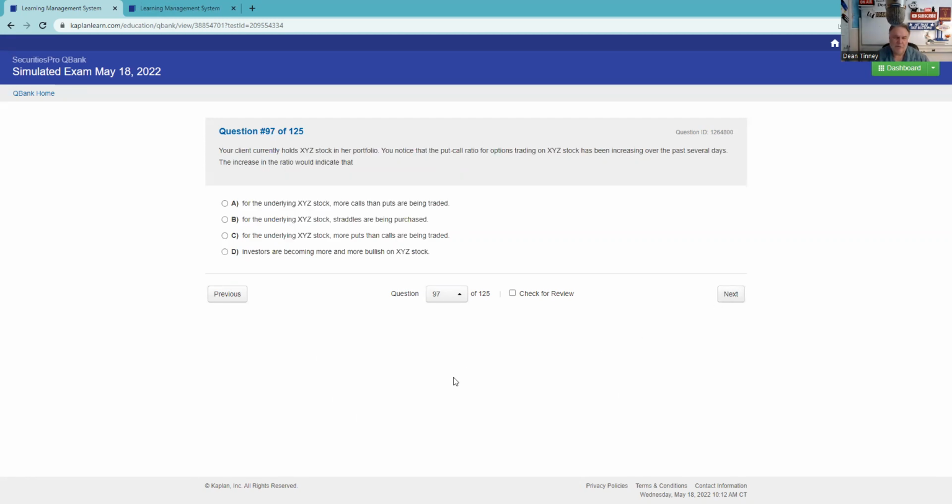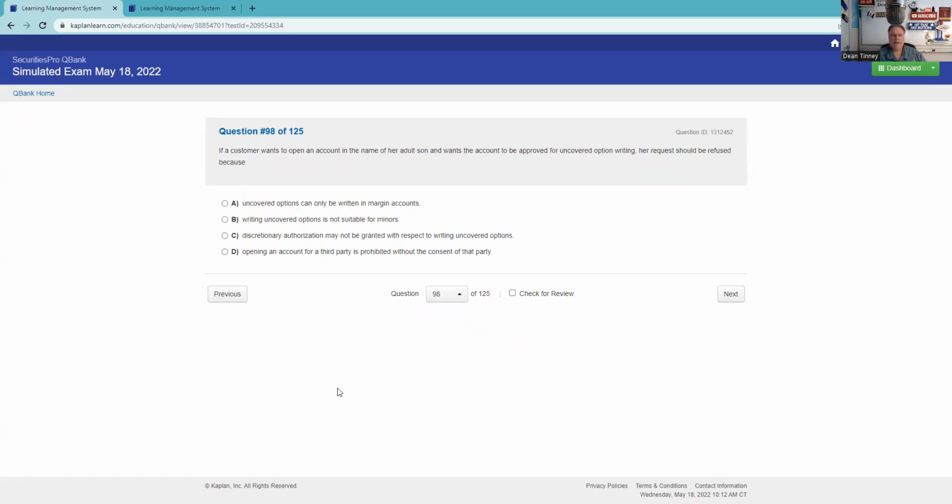Your client currently holds XYZ stock in her portfolio. You notice the put call ratio for options trading on XYZ has been increasing over the past several days. The increase in the ratio would indicate, so people track that. And, you know, if more people are willing to pay higher premiums for puts than calls, that means people think the market's going down, more for calls than puts, market's going up. And so some people do track that. Now, I haven't had anybody on the test tell me they've actually seen this. So what that means is that C, the underlying XYZ stock, more puts than calls are being traded. So the answer is C as in Charlie.